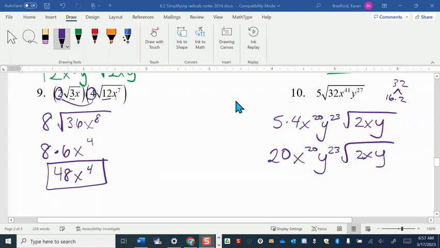All right, this is simplifying square roots. We're going to be working on simplifying cube roots next. Practice a couple of these, and then we'll come back for the next video.